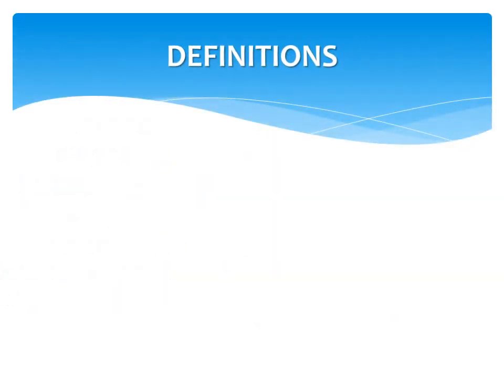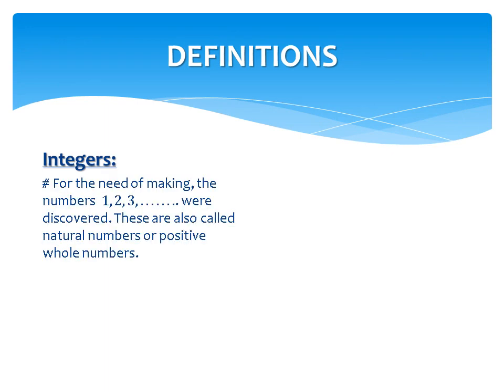At first, definitions. We will learn the definitions of integers. For the need of counting, the numbers 1, 2, 3 were discovered. These are called natural numbers or positive whole numbers. All you already know about this. If we include 0 in the collection of natural numbers, we get a new collection of numbers known as whole numbers. That is 0, 1, 2, 3, and so on. These are also called non-negative whole numbers.